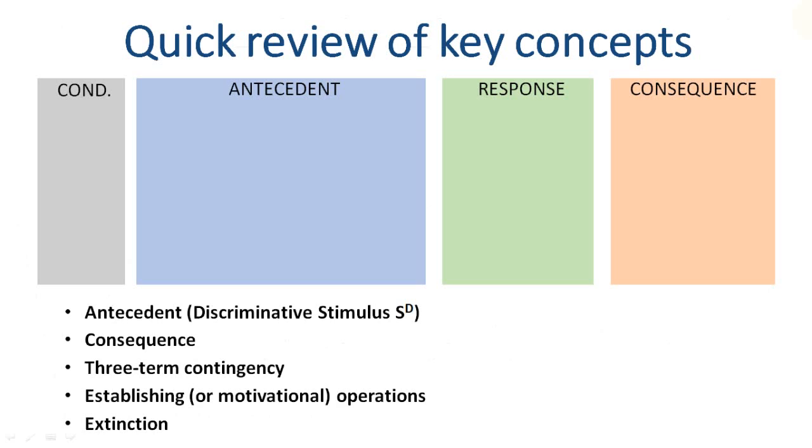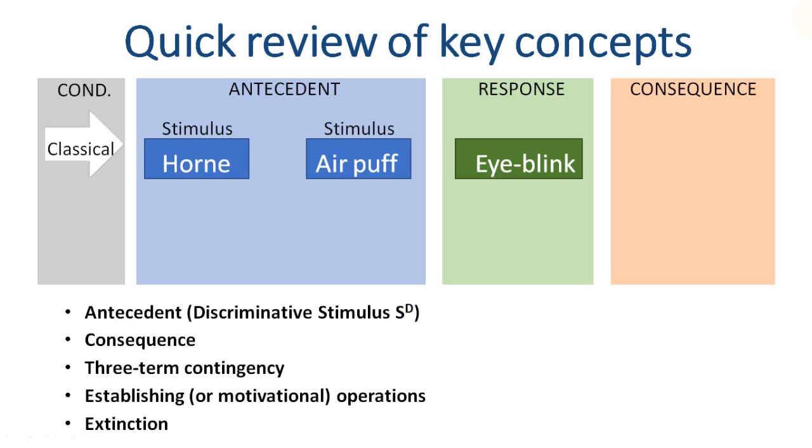So we are going to start with a quick review of some of the key concepts related to both classical and operant conditioning that we covered in the previous tutorials. And we are going to arrange those two types of conditioning based on the elements that correspond to the antecedent, the response, and the consequence, just to ease comparison. So we start with classical or Pavlovian conditioning.